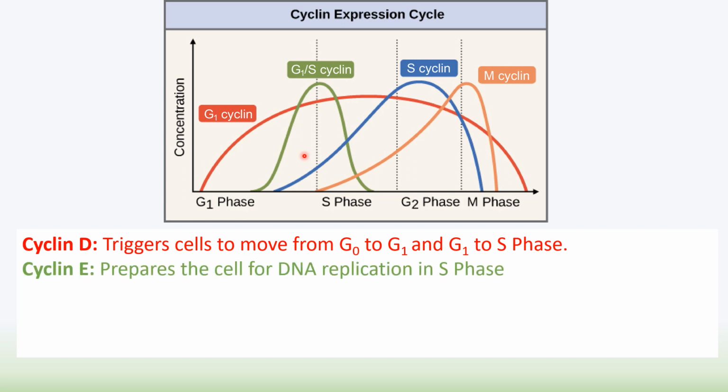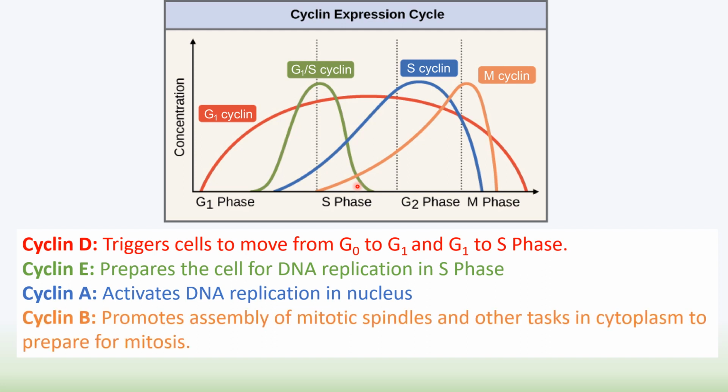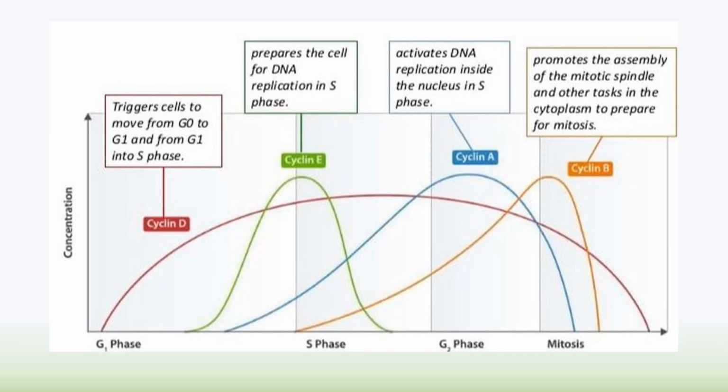We then have cyclin E, which prepares the cell for DNA replication in G1 phase, which would be here. We then have cyclin A, which activates DNA replication in the nucleus, and then cyclin B promotes the assembly of mitotic spindles in preparation for mitosis. So you need to know which cyclin prepares which stage in the cell cycle to happen and then triggers that next stage.